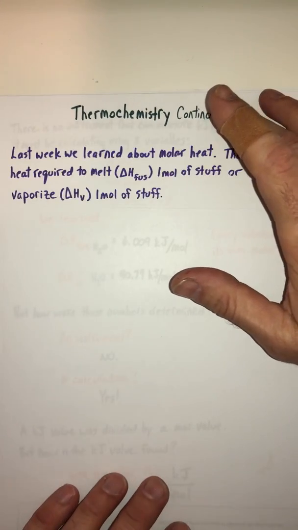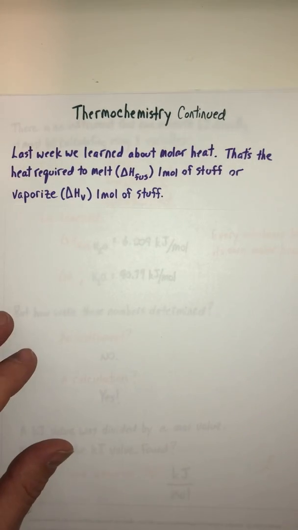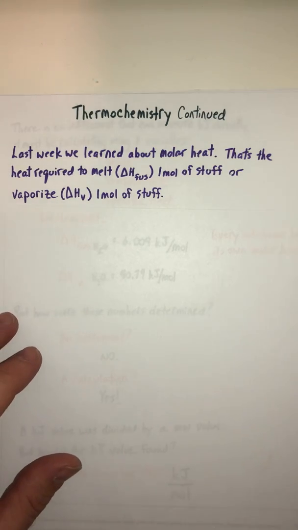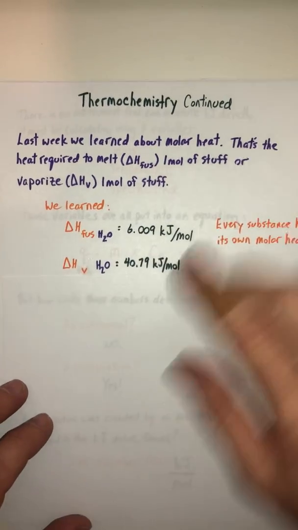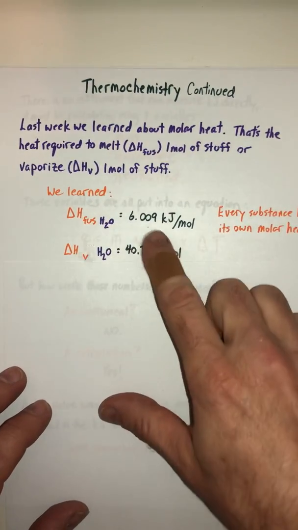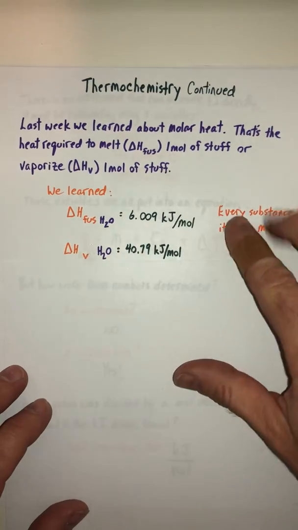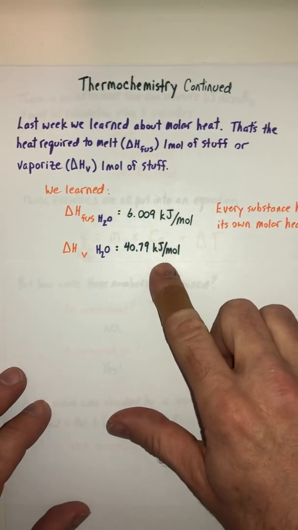Hi everybody, we're going to keep talking about thermochemistry, so I'm going to go through this pretty quickly. Just remember that you can pause the video. So last week we were talking about molar heat, the heat required to melt a mole of stuff or vaporize a mole of stuff. So we learned that the molar heat of fusion for water is this value, molar vaporization for water is this value.